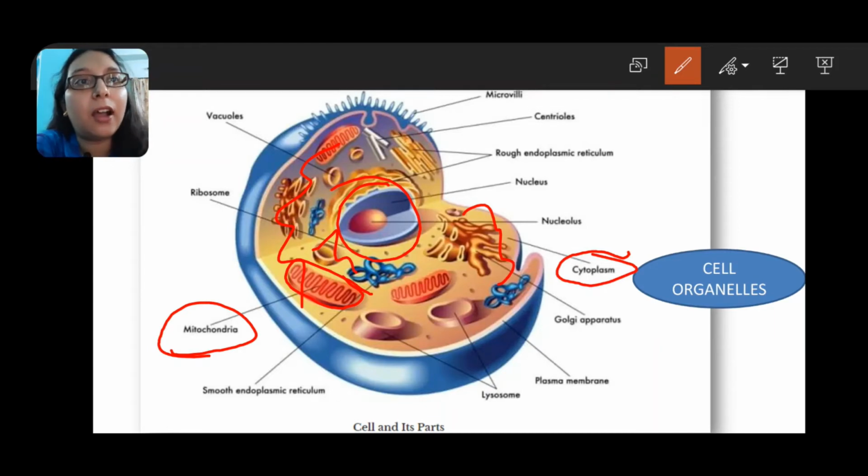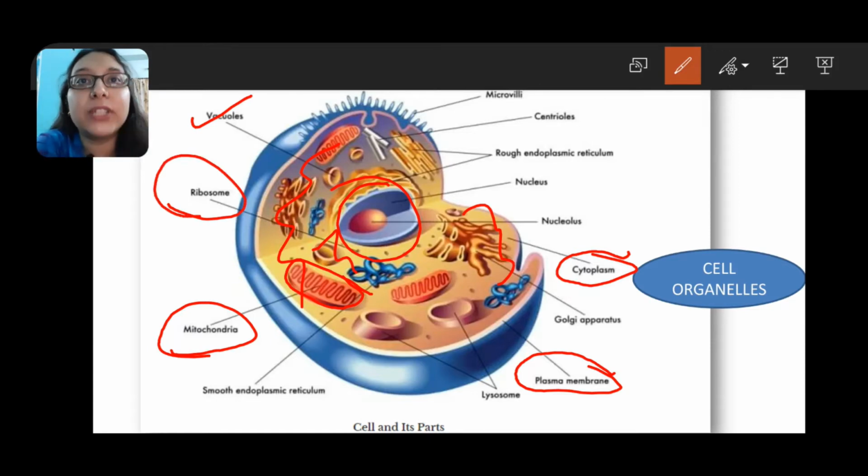Then we have the outer covering, that is the plasma membrane. The plasma membrane is the outermost covering in case of an animal cell. But we have learned that in case of a plant cell, the outermost layer is the cell wall. There are various other structures, for example, the vacuoles. The vacuoles are responsible for collecting the particles which are not needed by the cell. Okay, the ribosomes are mainly responsible for protein synthesis within the cell. Then we have the centrioles, then we have the rough endoplasmic reticulum, we have the Golgi apparatus, etc.